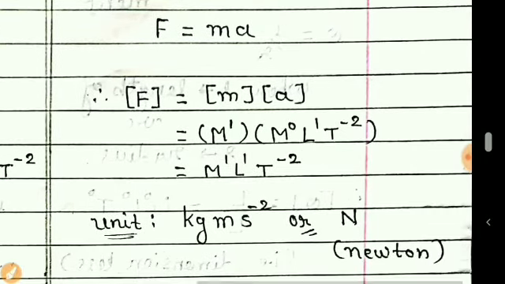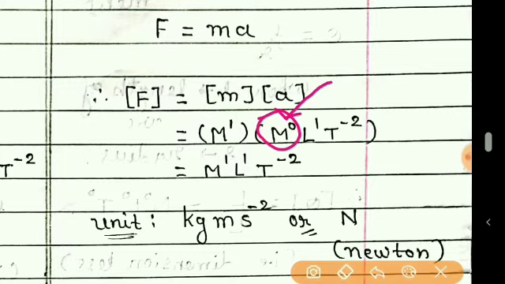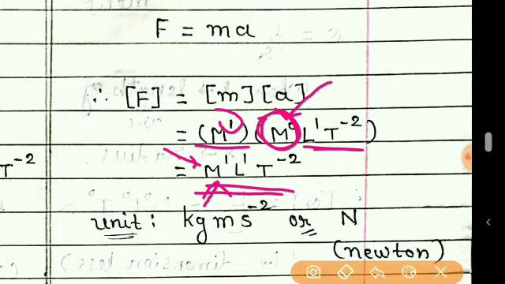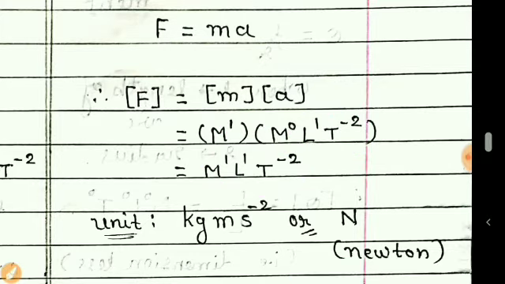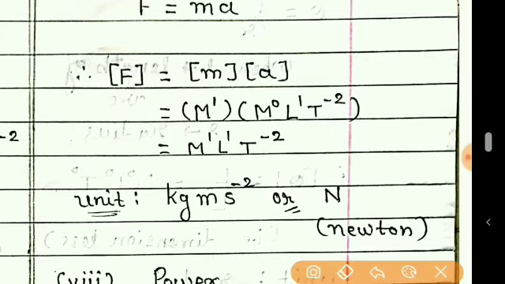Now students, one more thing. If you do not write M⁰ here, then also it is okay, because anything raised to 0 is 1, so there is no need to write that 1 here. If you simply write this and only this, then also it is okay. Finally, M power is 1, L raised to 1, and T raised to minus 2. So finally we can say the dimensional formula of force is M¹ L¹ T raised to minus 2.